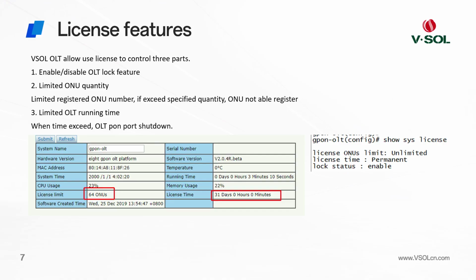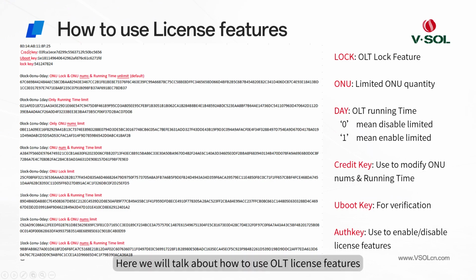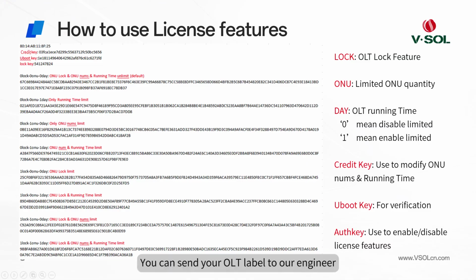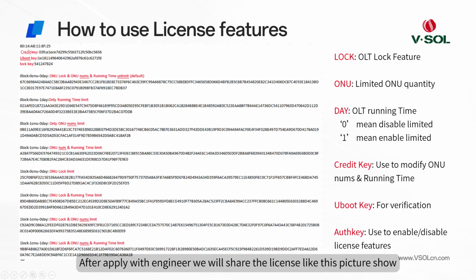Here we will talk about how to use OLT license features. This is a document about the OLT license file. If you want to use an OLT license, you need to get the OLT license file first. You can send your OLT label to our engineer. After you apply with the engineer, we will share the license like this picture shows.